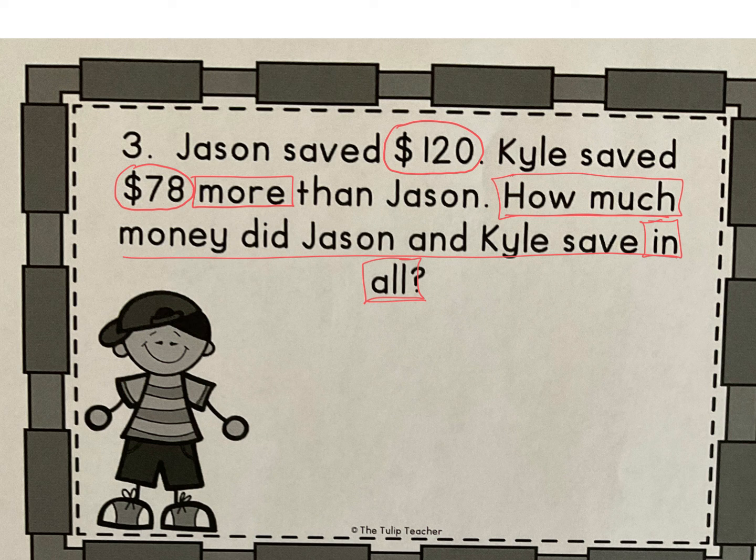So let's ask ourselves, what two questions is the word problem asking? Well, again, I have an obvious question that I know that they want to know how much Jason and Kyle saved in all. But before I can figure that out, I have to figure out how much Kyle saved. Okay? And it says Kyle saved 78 more than Jason. So step 1, if Kyle saved 78 more, I know that that word more tells me that I'm going to add.